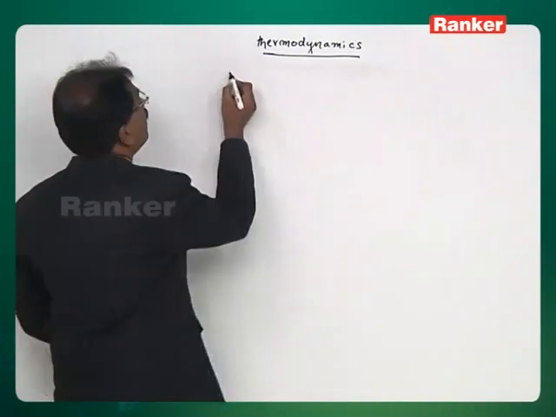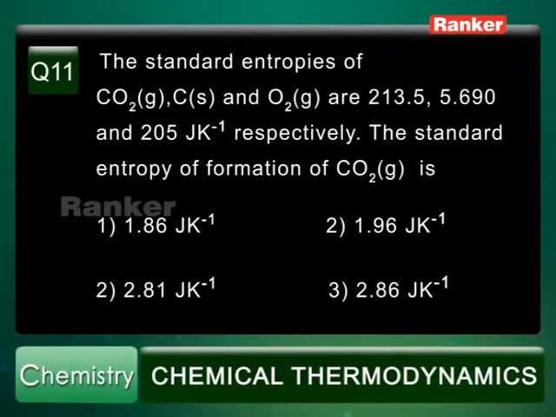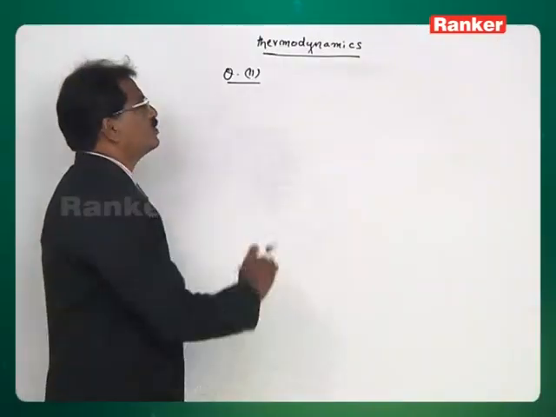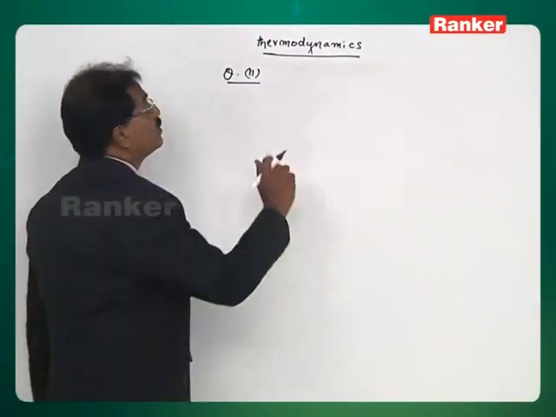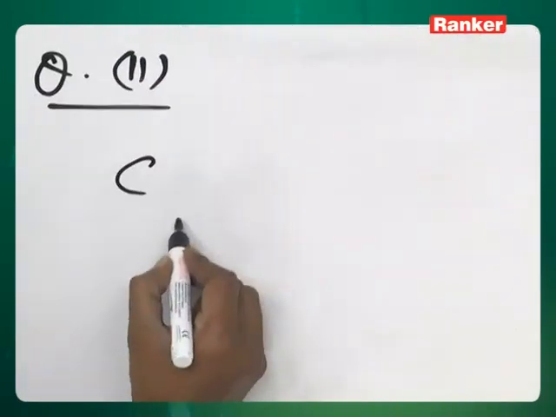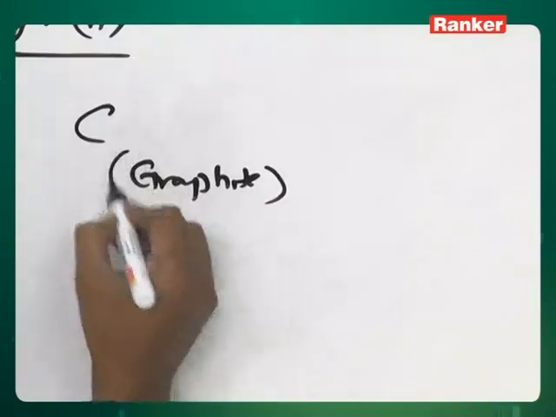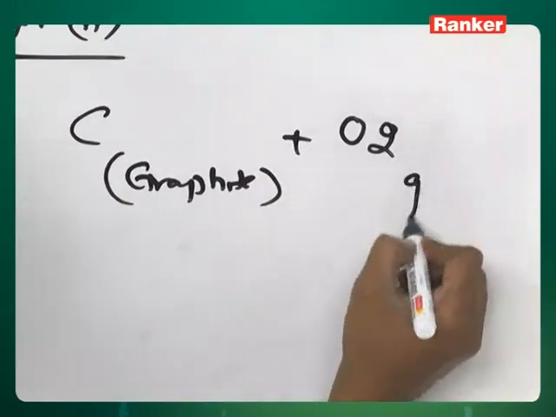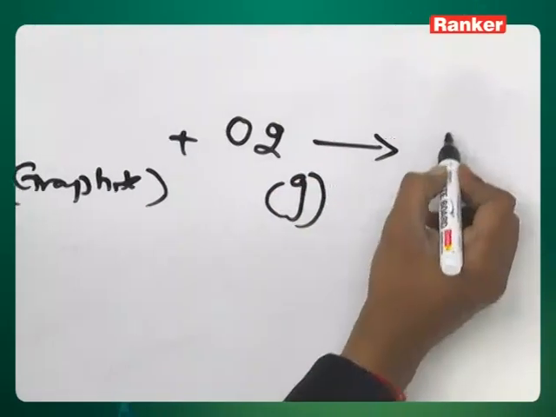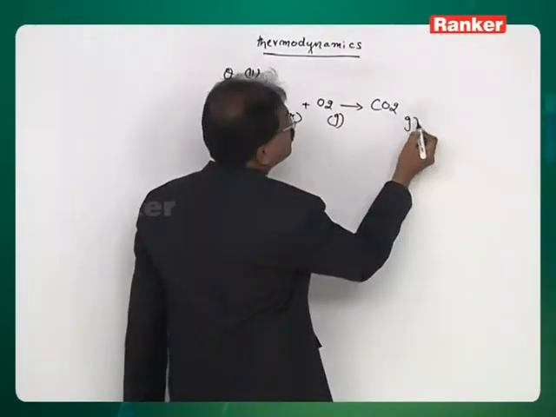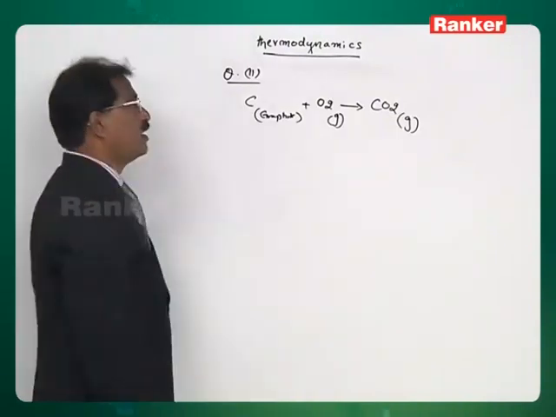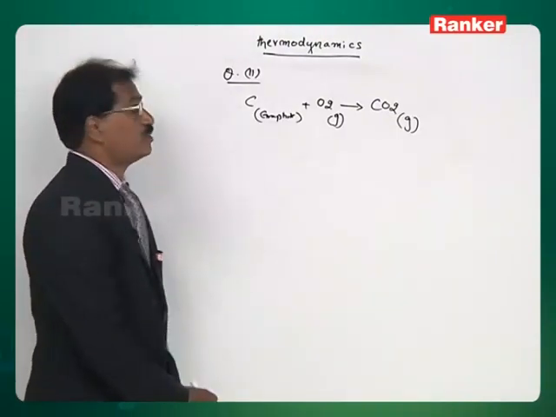Next, question number 11. The standard entropies of CO2, carbon and oxygen are given in the problem. Now we have to find the standard entropy change during the formation of CO2. Therefore, first you represent the formation reaction for CO2. For the formation of CO2, the reaction is carbon in graphite form plus oxygen in the gaseous state gives CO2 gas.